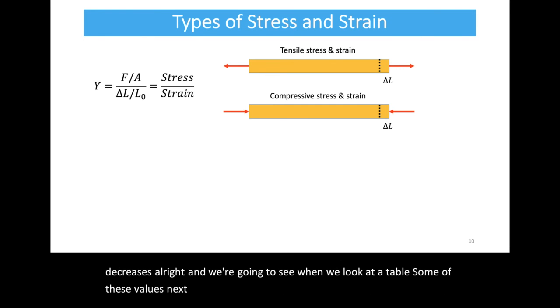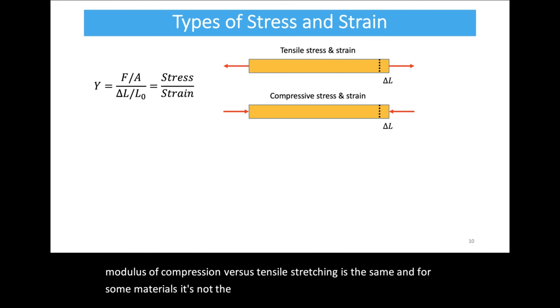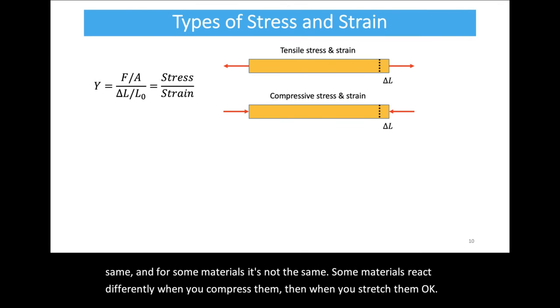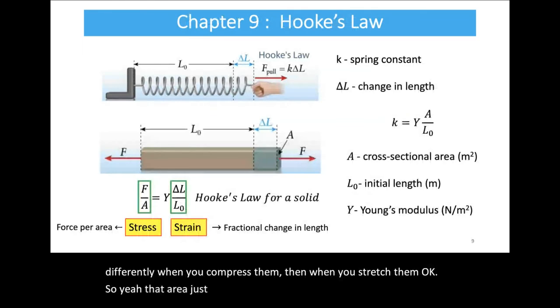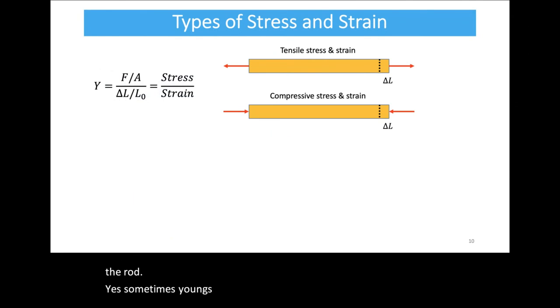When we look at a table of some of these values next time, we'll see that for some materials, the Young's modulus, or the modulus of compression versus tensile stretching, is the same, and for some materials, it's not. Some materials react differently when you compress them than when you stretch them. Just to go back, that area is the cross-sectional area of the rod. Sometimes Young's modulus is also written as E.